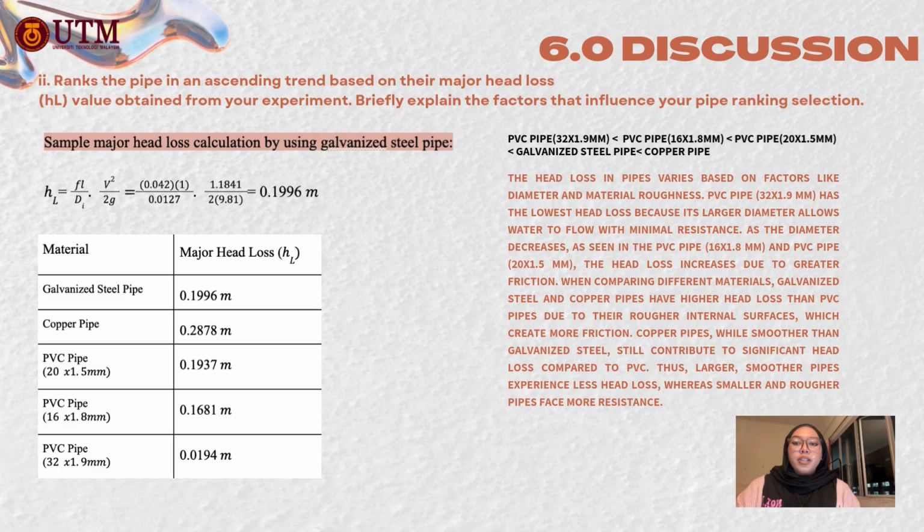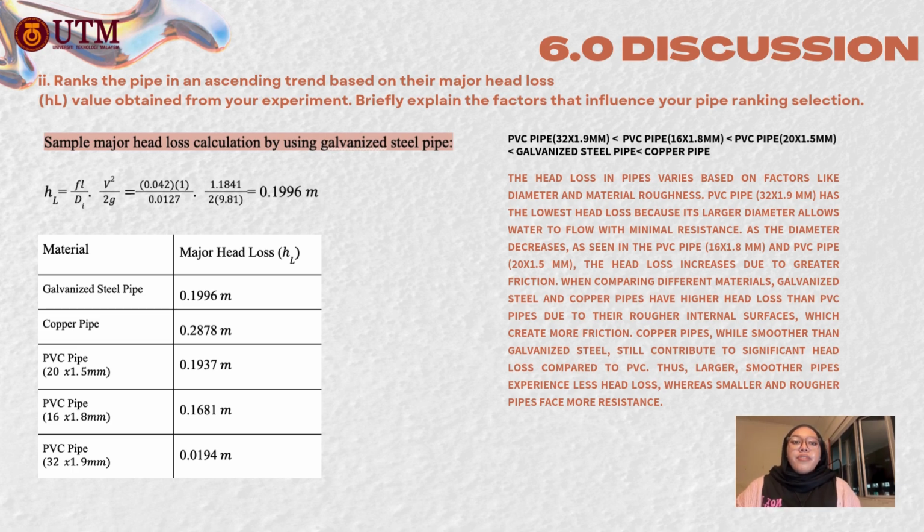For copper pipe, we obtain 0.2878 meter. PVC 20 times 1.5 millimeter, we got 0.1937 meter. For PVC 16 times 1.8 millimeter, we obtain 0.1681 meter. PVC 32 times 1.9 millimeter, we obtain 0.0194 meter.